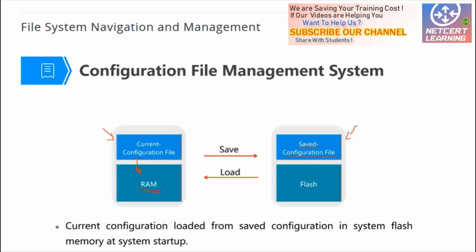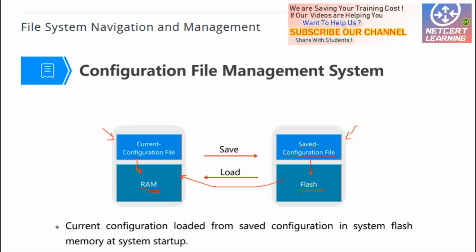And there's another, the saved configuration. The saved configuration is saved in the hard disk. Of course, the hard disk of the Huawei device is the flash. This file is saved in the flash. That means when you power off the device, this configuration file will not be deleted. It will still be stored in the network device. And when you reboot the device, the saved configuration file will be loaded into the RAM, becoming the current configuration file.